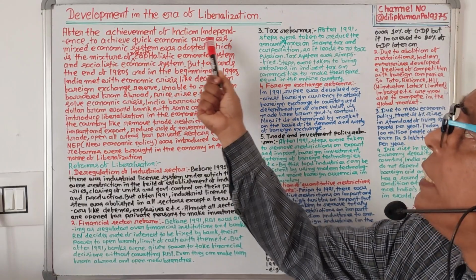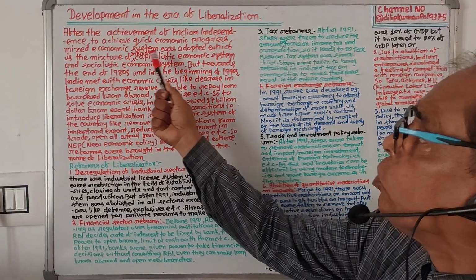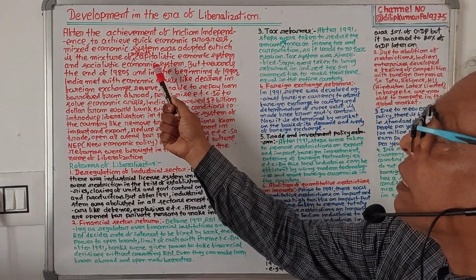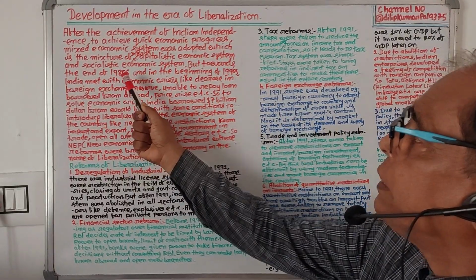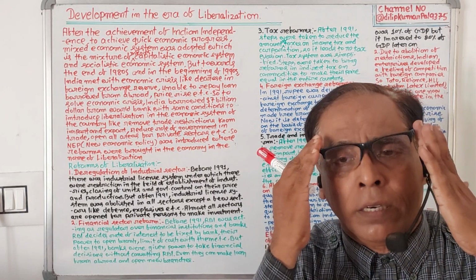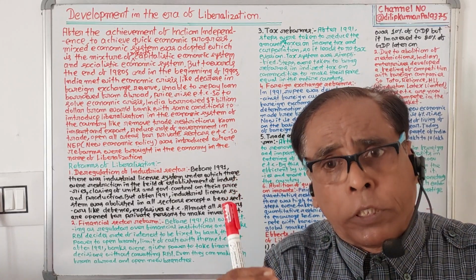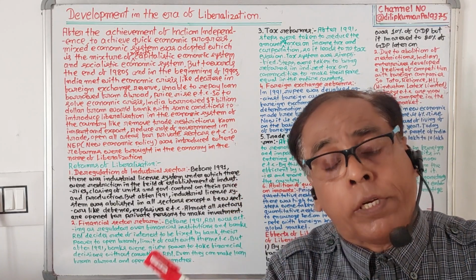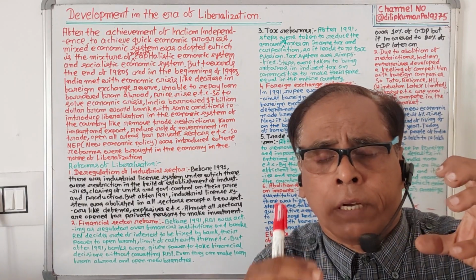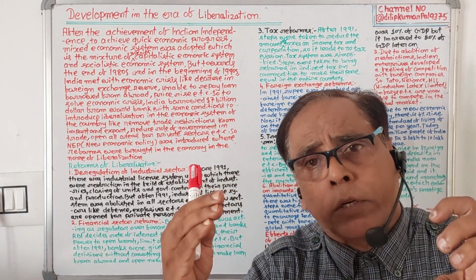After the achievement of Indian independence, to achieve quick economic progress, a mixed economic system was adopted, which is the mixture of merits of capitalist economic system and socialist economic system. When India got independence on 15th August 1947, to make quick economic progress of the country, the mixed economic system was introduced.